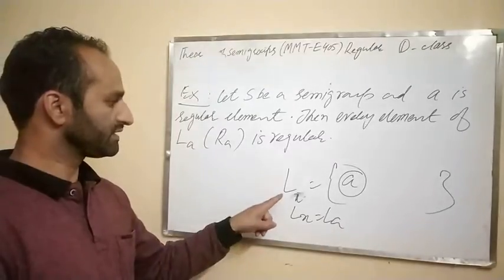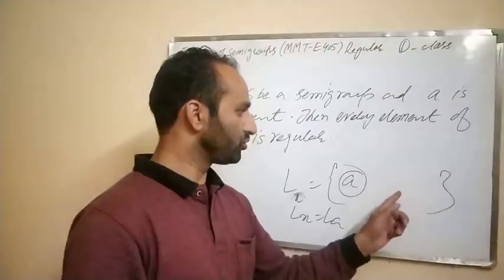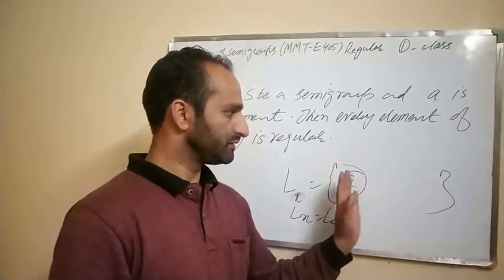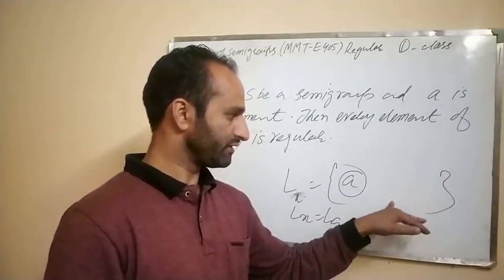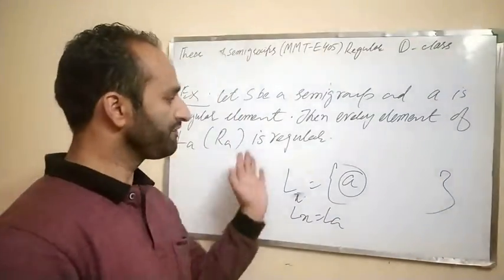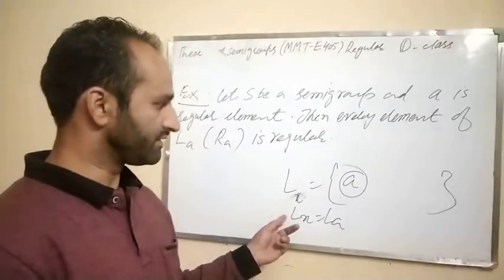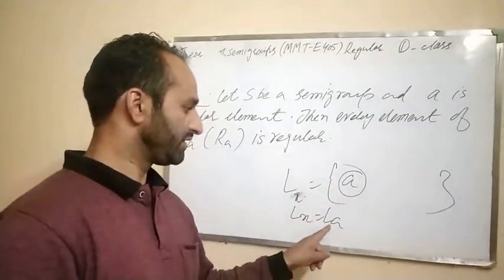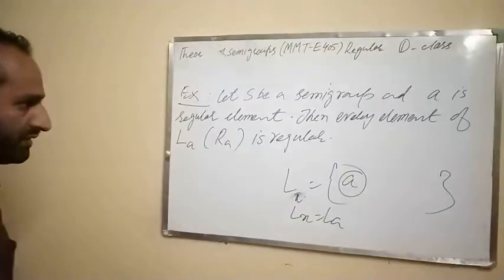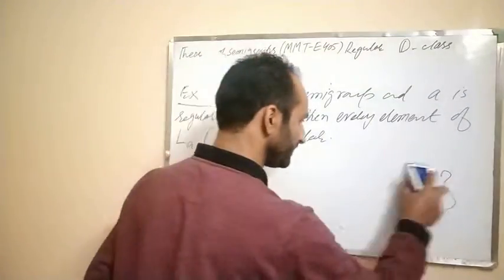If in this Lx you can locate only one regular element, then you don't have to verify the regularity of the other elements of this Lx. You can directly say that every element of the L class of A, where A is a regular element, is regular. Okay, let's try to prove this.